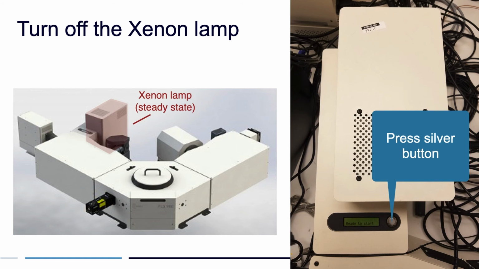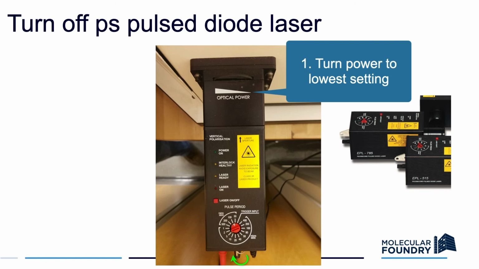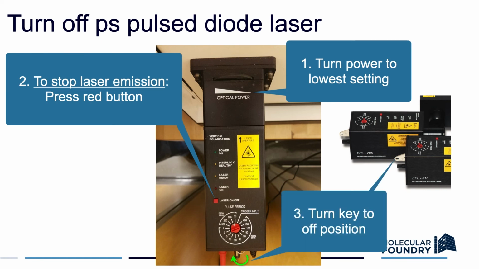To shut down the instrument, we would first turn off the xenon lamp by pressing the same silver button that we used to turn it on. Next, we would turn off the pulsed diode laser. First, turn the optical power down to its lowest setting by turning the wheel. Next, you would stop the laser emission by pressing the red on-off button. And then you would turn the key to turn off the power supply.